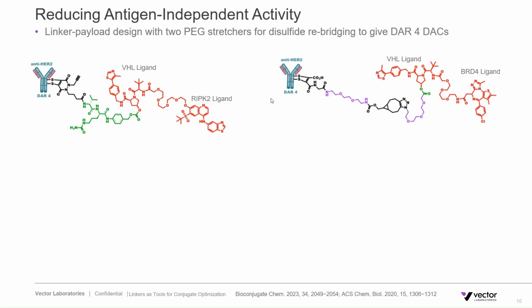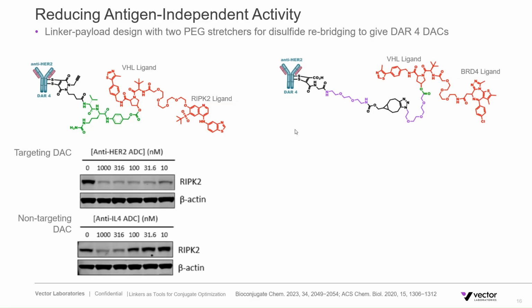So on the left, both targeting and non-targeting conjugates were prepared, and they were tested for POI degradation in cells expressing HER2. In the example on the top, it can be seen that there is POI degradation with the targeting conjugate. However, in the example on the bottom, there is also POI degradation with a non-targeting control. So the authors suggest that this antigen-independent activity is due to non-specific uptake of that hydrophobic conjugate.